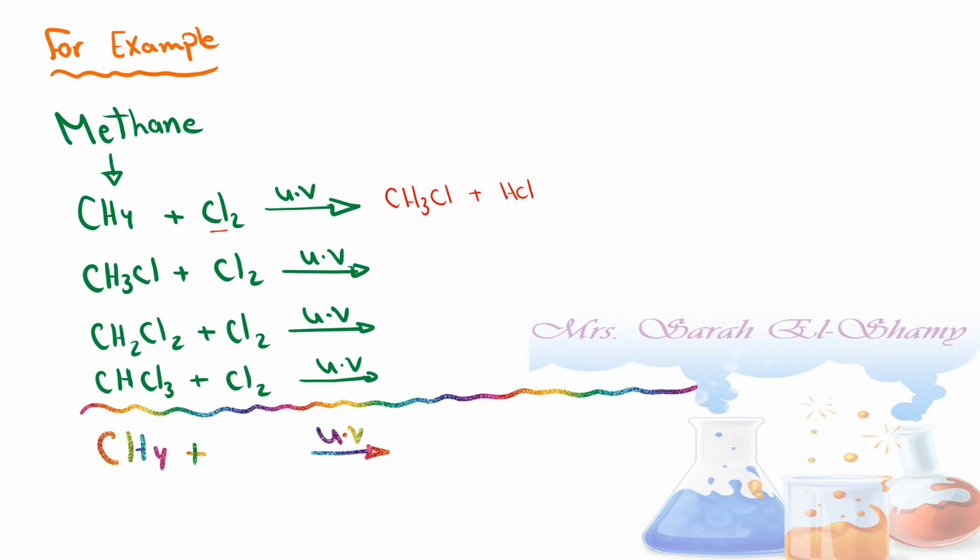Okay. The next one, CH3Cl plus Cl2. What is the result for this equation? Take off H, so it will be CH2Cl and replace it with what? With another chlorine atom, which gives us CH2Cl2 plus what? Plus HCl. The next one, take off H and replace it, so it will be CHCl3 plus HCl.